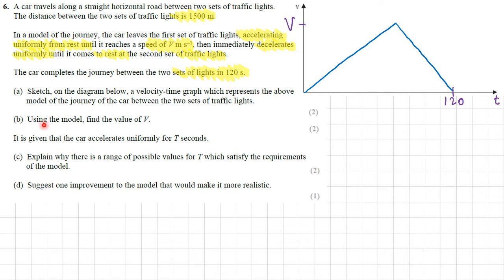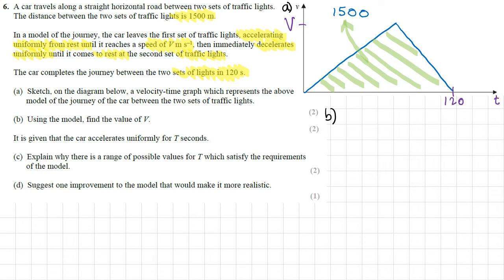Part B, using the model, find the value of v. Now, I've been told in the question that the distance between the two sets of traffic lights is 1,500 meters. So the area here is 1,500. So I can use that in part B, to calculate the value of v.